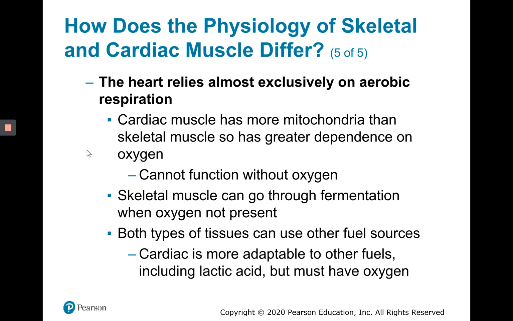And so cardiac muscle cells cannot function without oxygen. Skeletal muscle actually can go through a process called fermentation, where it can make ATP even when oxygen is not present, whereas cardiac muscle doesn't do that. It would rather use other types of fuels besides glucose, things like lactic acid or even broken down proteins, in order to make sure that they're able to produce ATP. It's able to use adaptable fuels, but not function in a condition where there's no oxygen.